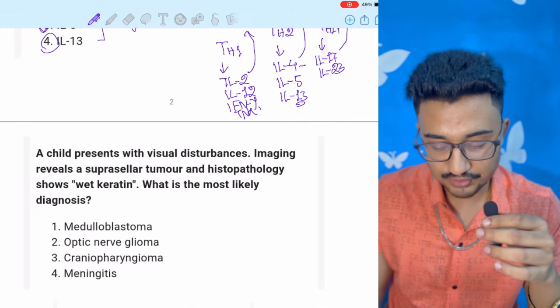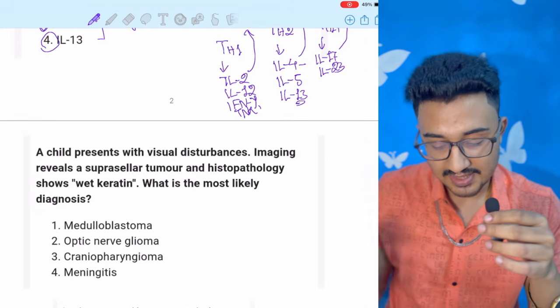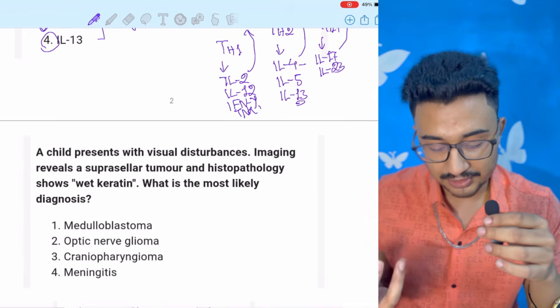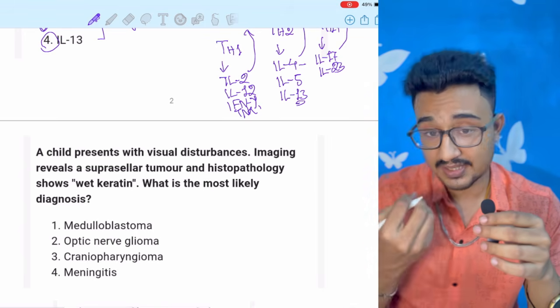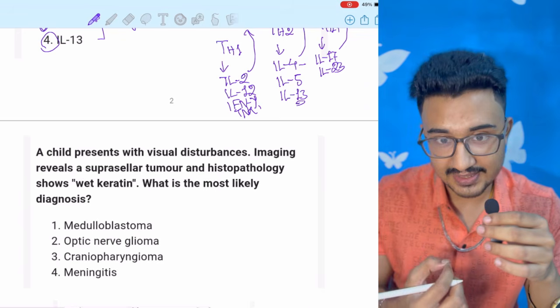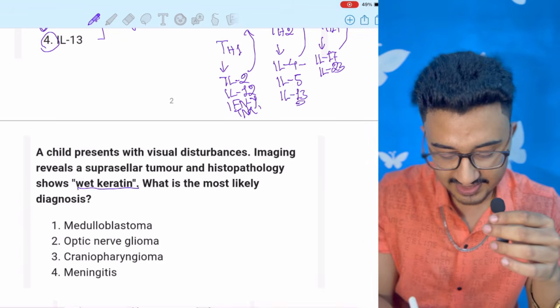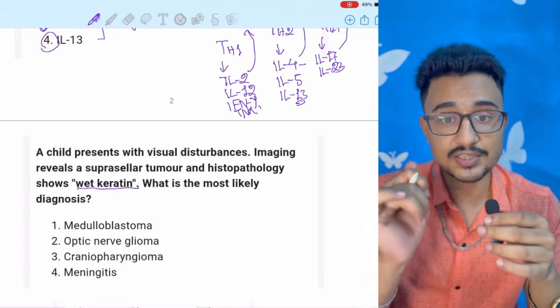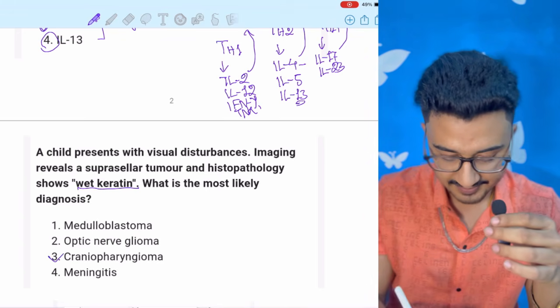A child presents with visual disturbances. Imaging reveals a suprasellar tumor. Histopathology shows wet keratin, grease oil, wet keratin. These are the keywords. With this, the diagnosis is made that this is a case of craniopharyngioma.